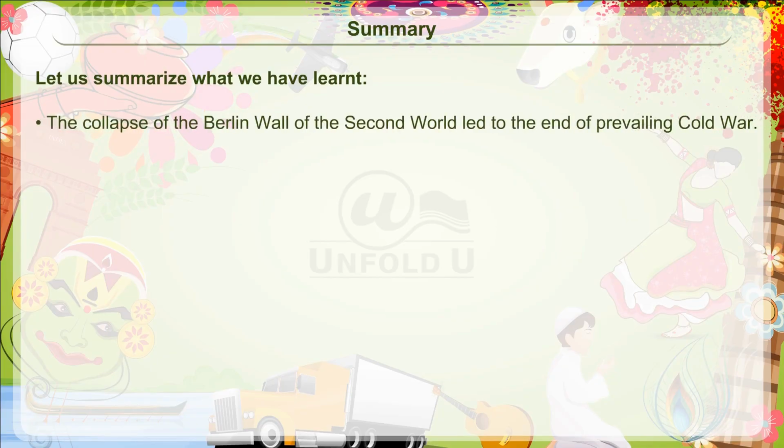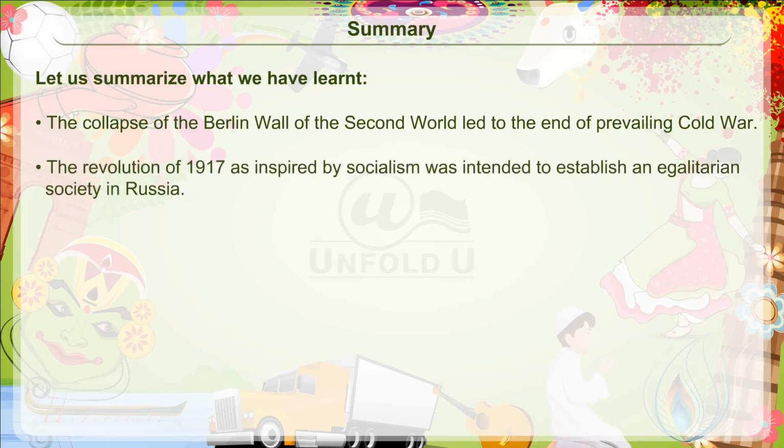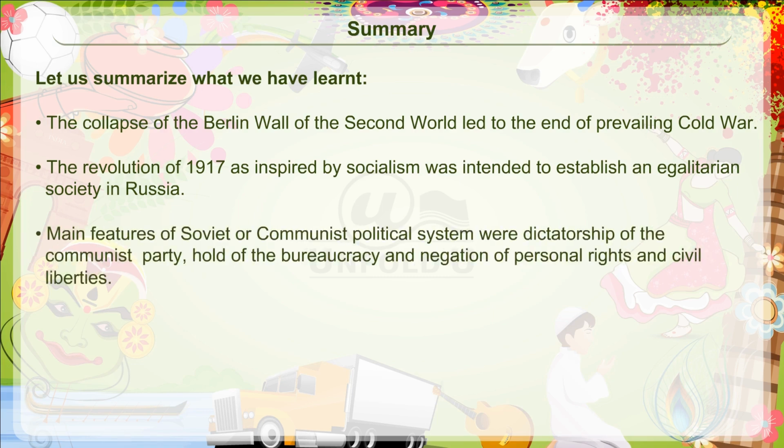Summary. Let us summarize what we have learnt. The collapse of the Berlin Wall of the Second World led to the end of the prevailing Cold War. The revolution of 1917, inspired by socialism, was intended to establish an egalitarian society in Russia. The main features of the Soviet or communist political system were dictatorship of the Communist Party, hold of the bureaucracy, and negation of personal rights and civil liberties.